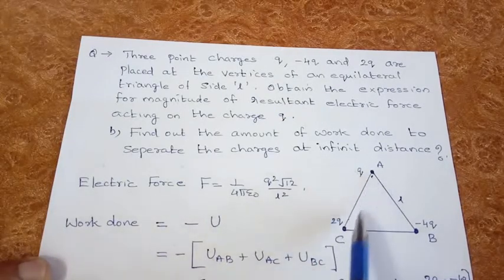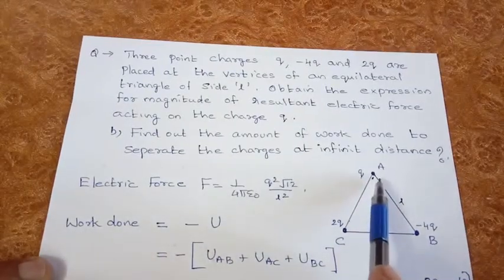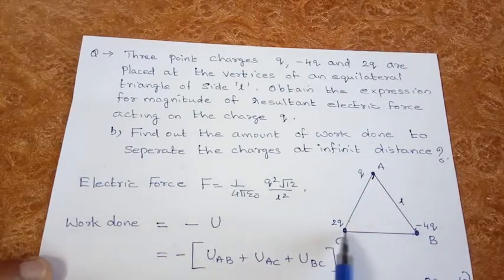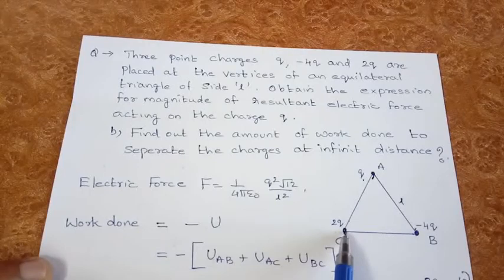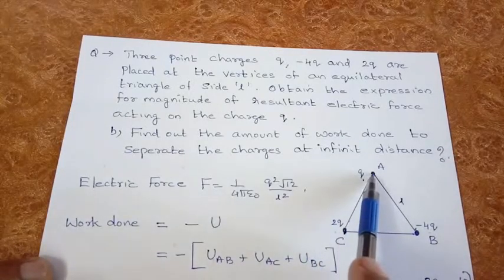So this is the arrangement. This is an equilateral triangle A, B, C. These are the vertices, and Q, minus 4Q and 2Q are the charges present. And they are asking us to find out the resultant force acting on the charge Q. This we already done, or this method we already studied.